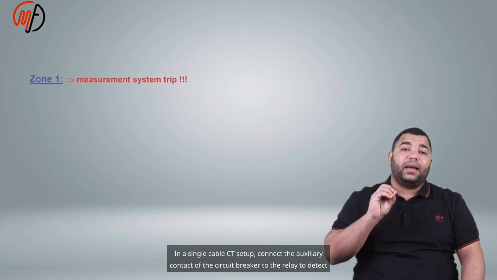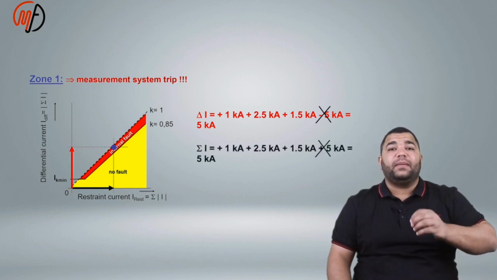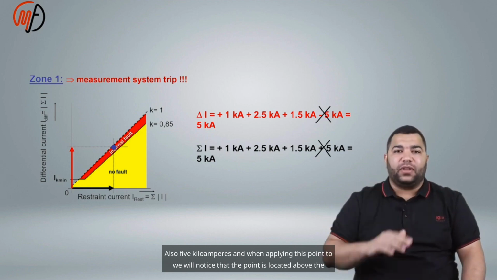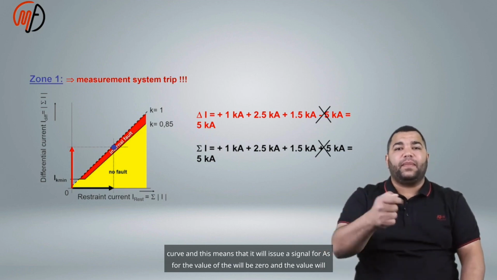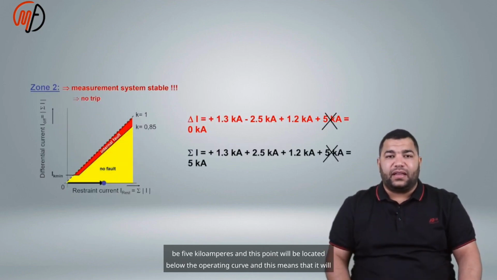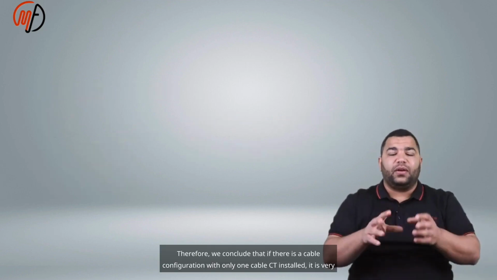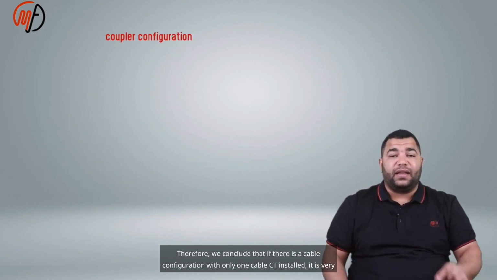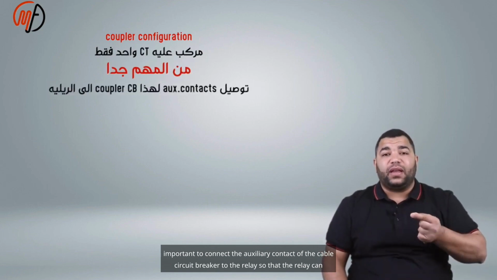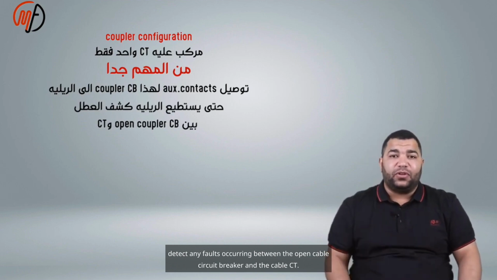In a single cable CT setup, connect the auxiliary contact of the circuit breaker to the relay to detect faults between the open breaker and the cable CT. Also 5 kiloamperes, and when applying this point to the curve, we will notice that the point is located above the curve, and this means that it will issue a signal. As for zone 2, the restraining current value will be 0 and the differential current value will be 5 kiloamperes, and this point will be located below the operating curve, and this means that it will remain stable. Therefore, we conclude that if there is a cable configuration with only one cable CT installed, it is very important to connect the auxiliary contact of the cable circuit breaker to the relay so that the relay can detect any faults occurring between the open circuit breaker and the cable CT.